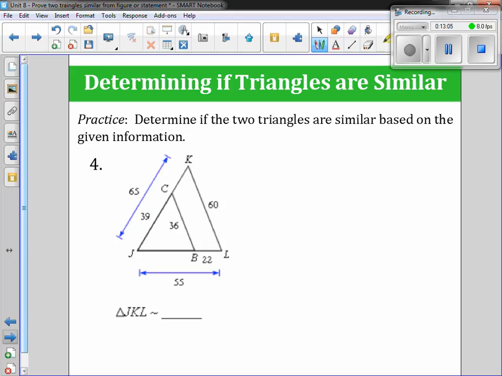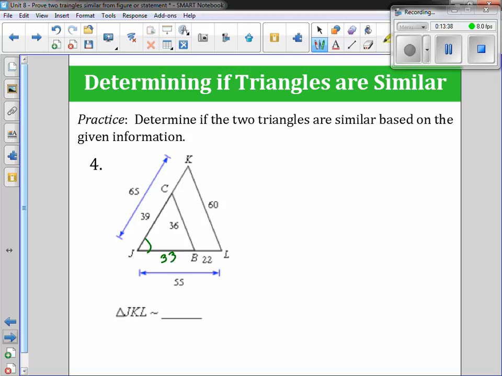Now that you've had time to try this, we are looking at either comparing side, side, side, or because angle J appears in both of them, I'm going to say that it's congruent, and I'm going to try to show side, angle, side. So I only need to set up two ratios versus three. So I'm going to compare little to big. Because I have 55 and 22, that means this side is 33.